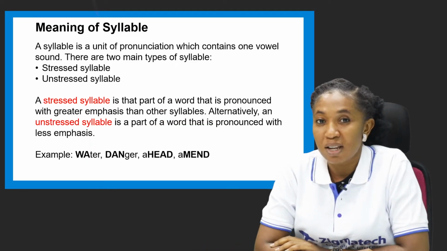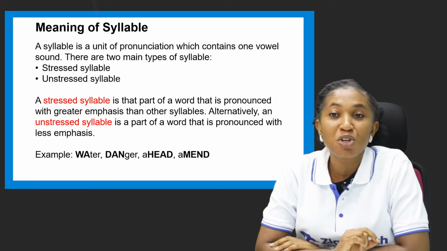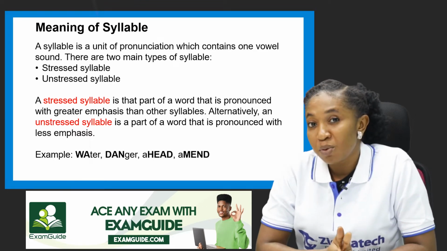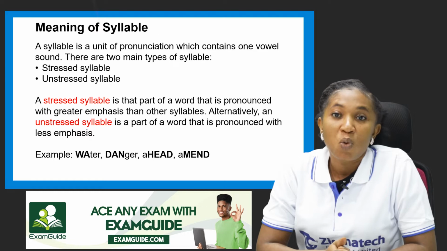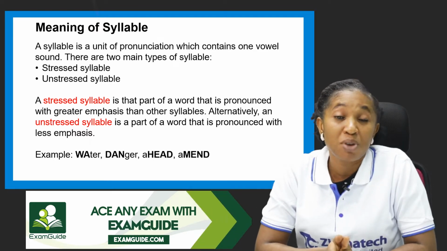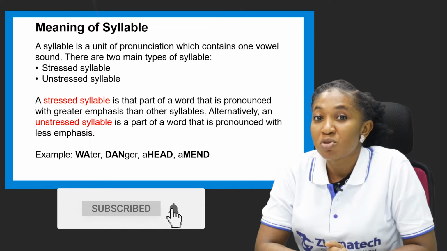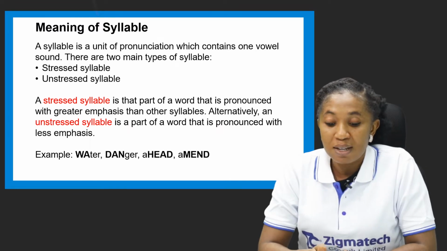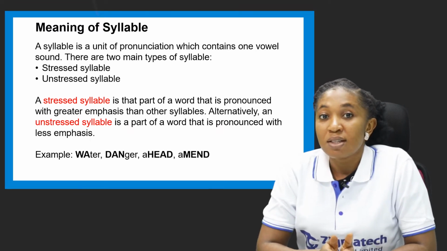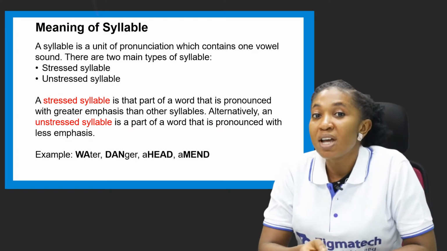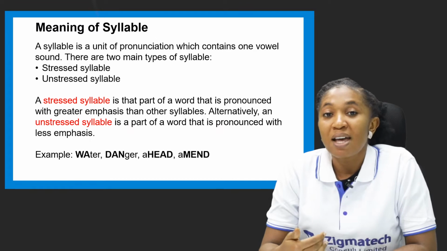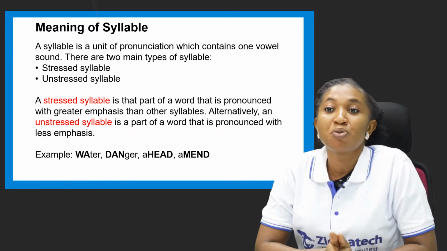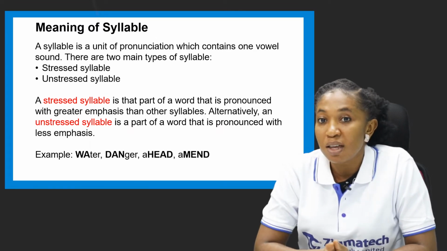Now, what do we mean by a syllable? A syllable is simply a unit of pronunciation which contains a vowel sound. In the English language, there are two main types of syllable: the unstressed syllable and the stressed syllable. A syllable of a word is stressed when it is pronounced with greater emphasis, that is, a higher pitch of voice. An unstressed syllable is one which is pronounced with less emphasis in a word.